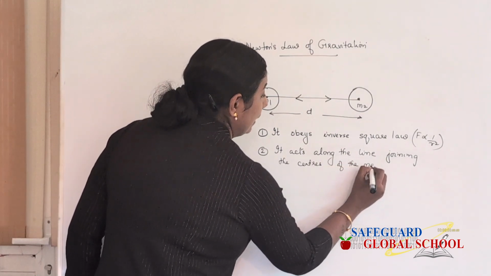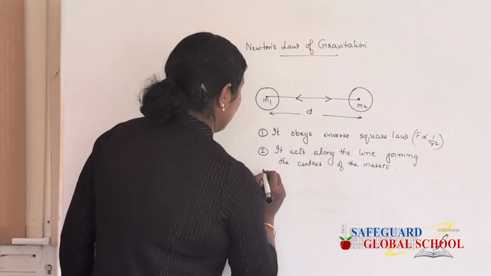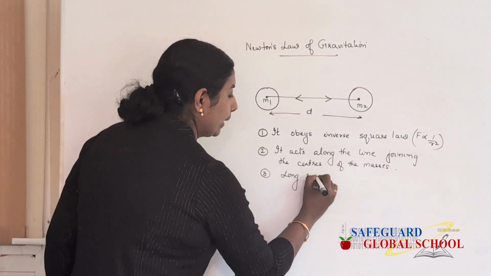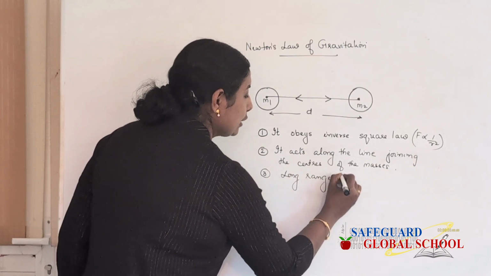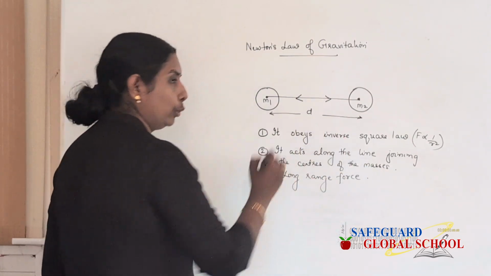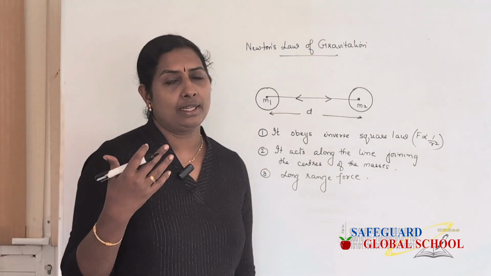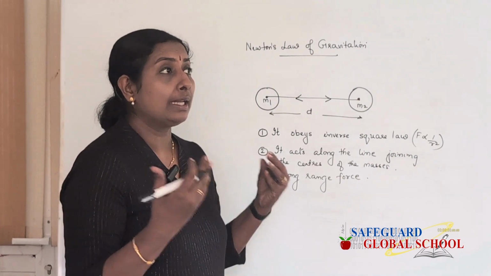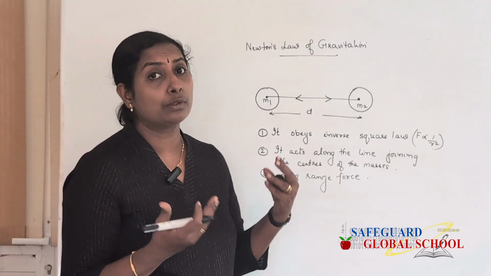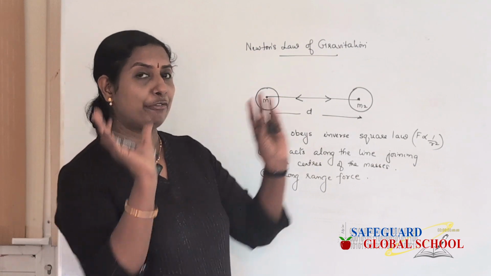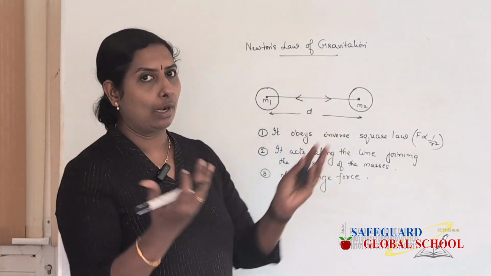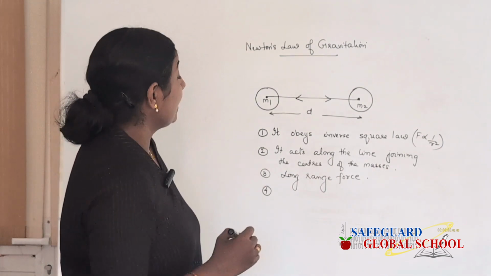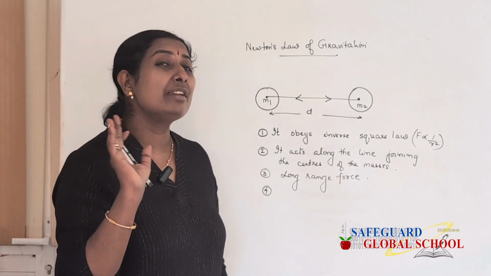Okay. And another point is that it's a long range force. What do you mean by a long range force? This effect can be seen over long distances. We know that Earth is revolving around the sun. Why is it revolving around the sun? There is a huge distance, and we can see its effect: Earth is kept along in the solar system, right? And next is, it is independent of the intervening medium.